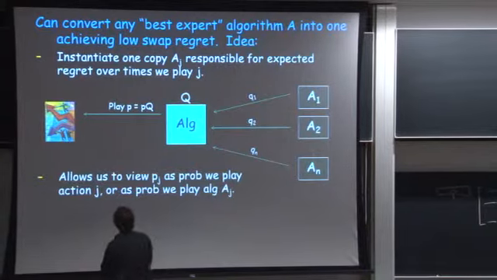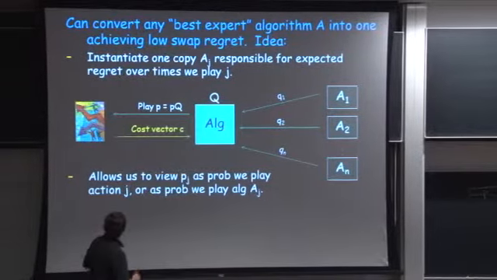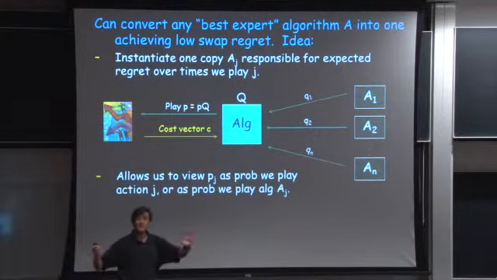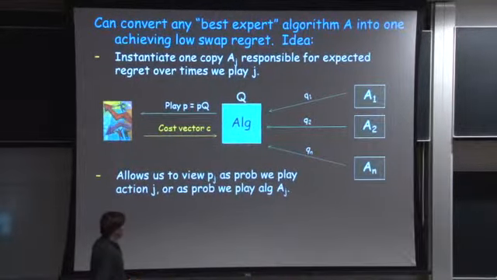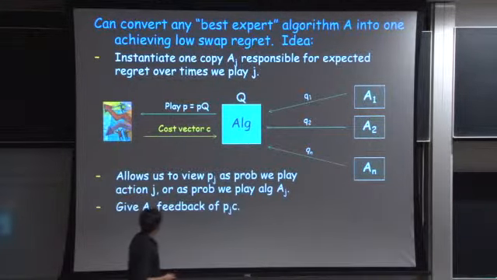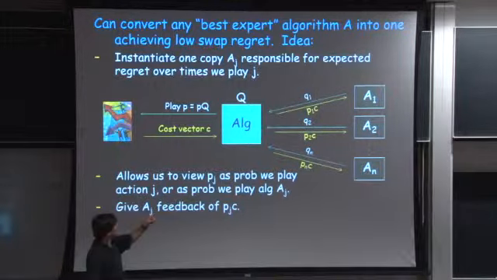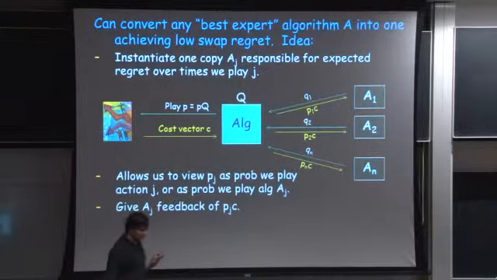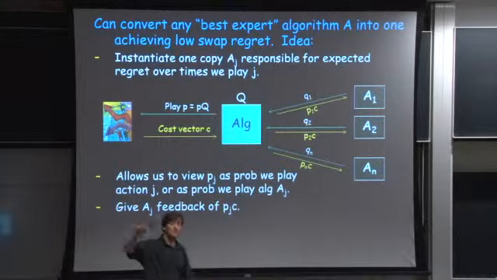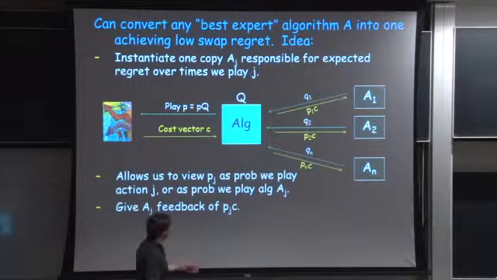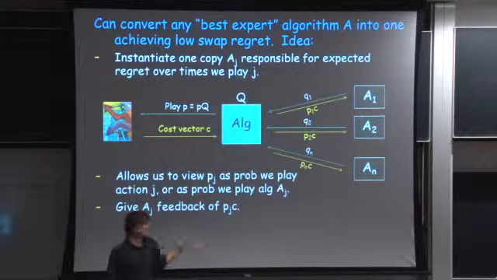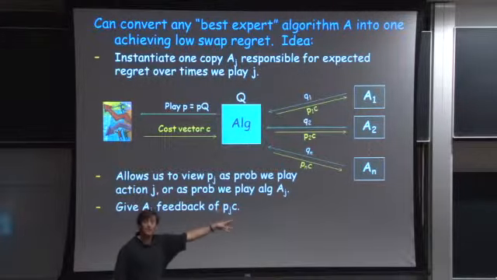Now we're going to get some feedback. We're going to get a cost vector back, or a gain vector, a payoff vector. And now we have to somehow give feedback to the Ai's. The way we're going to do that is to take this cost vector and split it up. Suppose P is this vector of probabilities, it might be 0.1, 0.2, 0.3, whatever. Then we'll give 0.1 times C to A1, 0.2 times C to A2, 0.3 times C to A3. That's the way we're going to give them feedback.